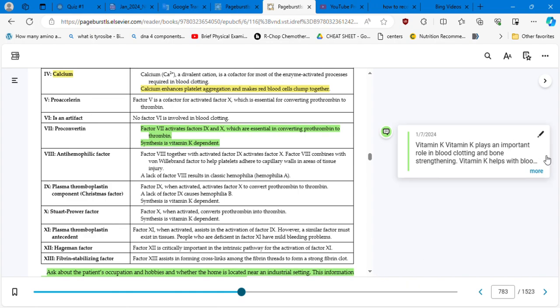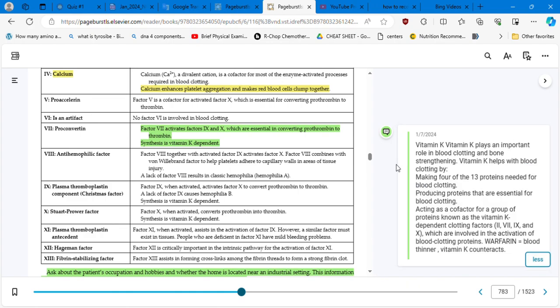Okay, and let's refresh. Vitamin K plays an important role in blood clotting and bone strengthening. Not too many students know this relation with bone strengthening. They remember the blood clotting fact.